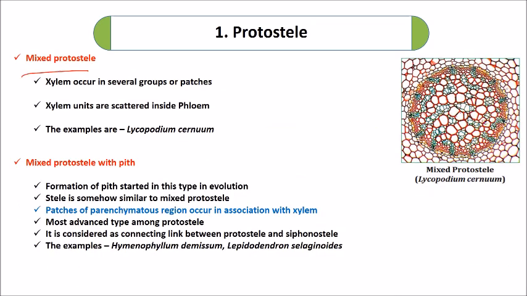Likewise, in mixed protostele the xylem occurs in several groups inside the phloem, and the example is Lycopodium cernuum. There is no major differentiation between mixed protostele and mixed protostele with pith. The only difference is that patches of parenchymatous tissue occur in association with xylem, which represent the pith. Examples are Hymenophyllum demissum, Lepidodendron, and Selaginoides.